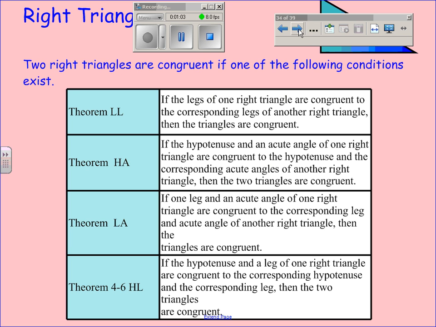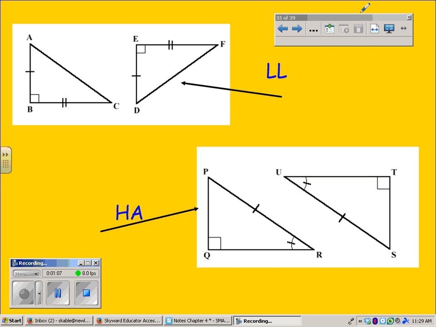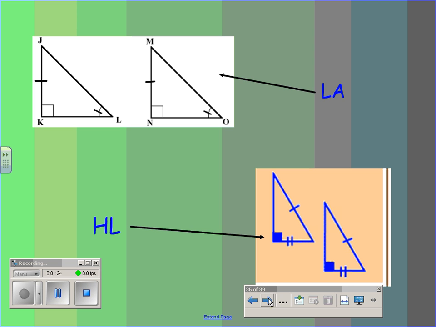Here are the pictures for these. As you can see, LL looks a lot like our other friend, SAS. So again, why learn a new technique for it? Doesn't pay. HA, hypotenuse acute angle, is nothing more than an AAS version. So again, that's why we don't really talk about it much. LA, the same thing. It's an angle side method. So again, don't learn anything new.